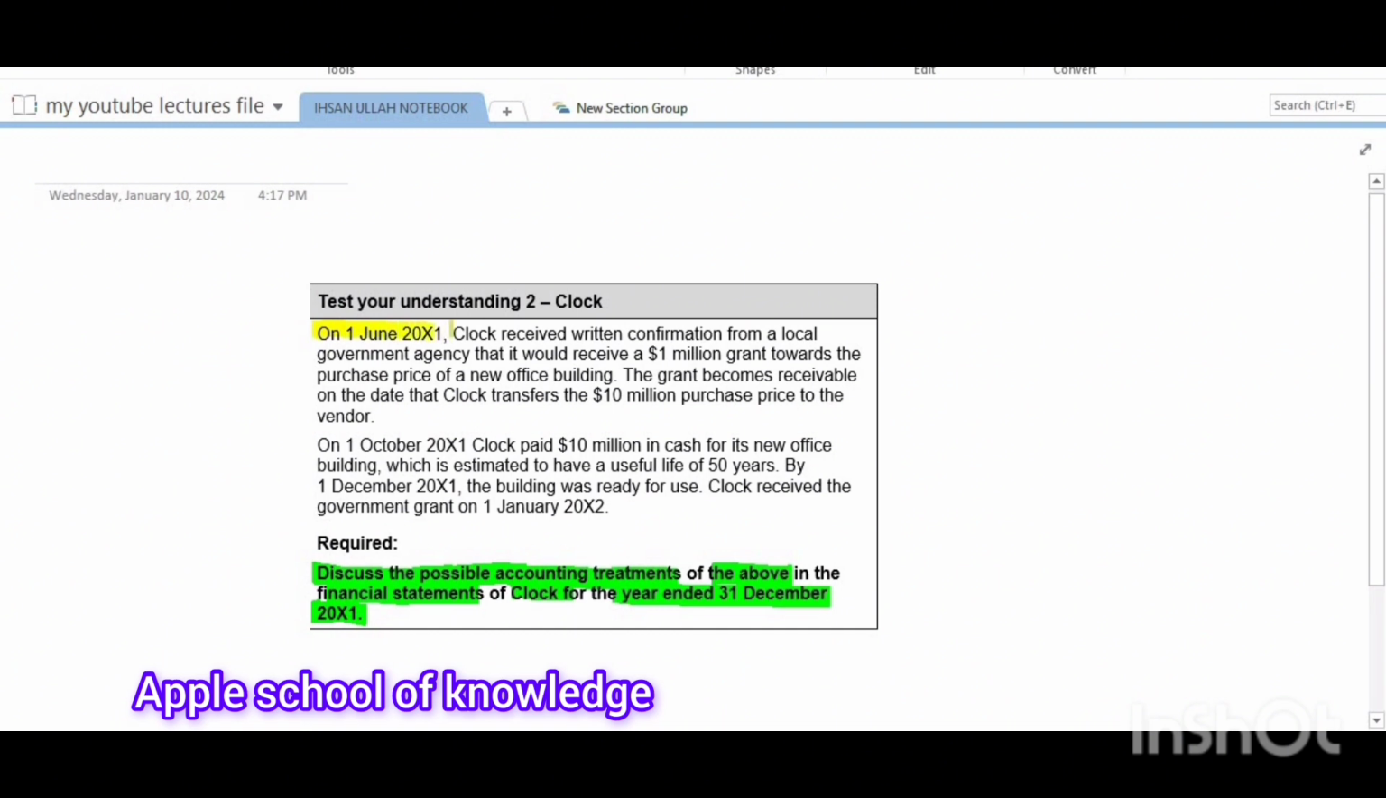On 1st June 2001, Clark received a written confirmation from the local government agency that it would receive a 1 million grant toward the purchase of a new office. This is the condition attached, and the grant became receivable on that date. Clark transferred the 10 million purchase price to the vendor. So on 1st October 2001, Clark paid 10 million cash for the new office. It means the conditions are met, and now they will receive the grant of 1 million.